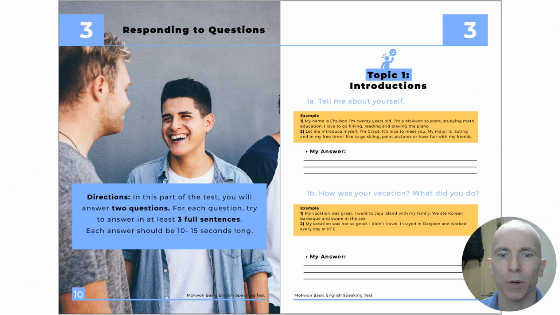Okay, so in this part of the book, it explains that you're going to get 2 questions about one of the 5 topics. Your goal is to answer in at least 3 full sentences. There's some space to write your sample answers. Let's go through some examples now.